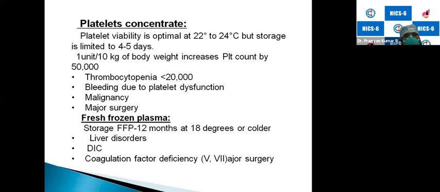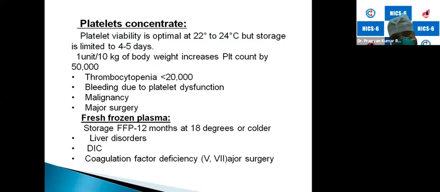When you come to platelet concentrate, platelet viability is optimal at 22 to 24 degrees centigrade, but storage is limited to 4 to 5 days. We can store only for 4 to 5 days. Indications of thrombocytopenia: we transfuse platelets only when the platelet count falls below 20,000. And that is due to platelet dysfunction, somebody taking antiplatelets like ecosprin, clopidogrel, and still bleeding with a normal platelet count, we might have to replace the dysfunctional platelets.